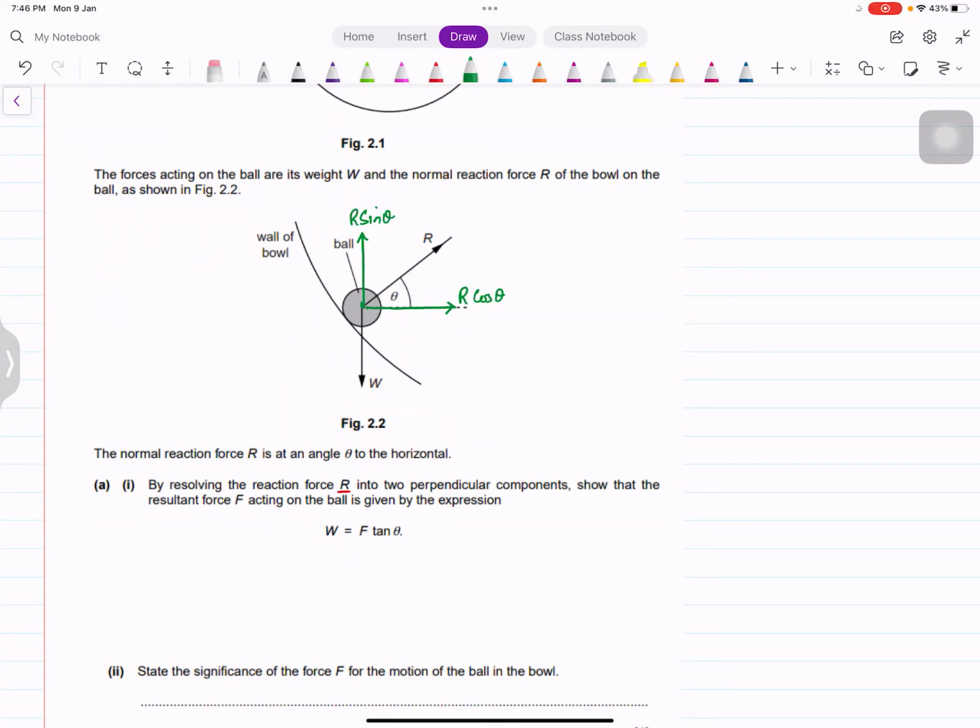So from this expression, can you tell me what W is equal to? R sine theta. So W exactly is R sine theta, because it is neither going up nor down. And R cosine theta is equal to the resultant force F, which is the centripetal force, right? Everybody understand this?